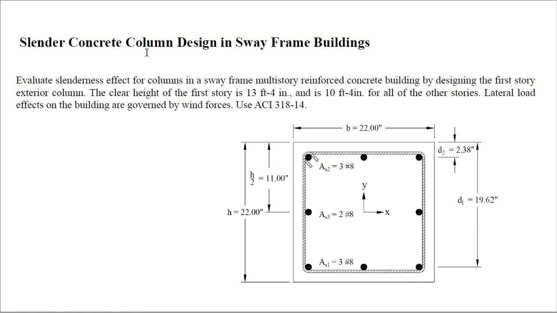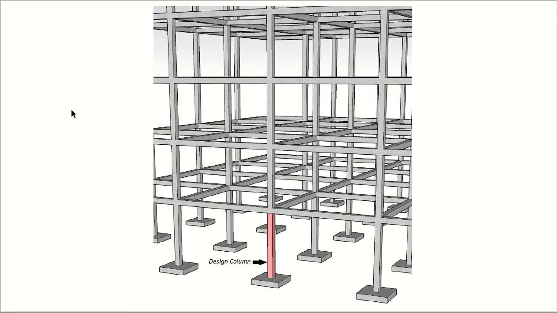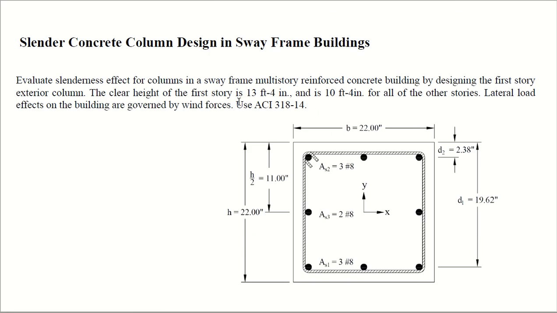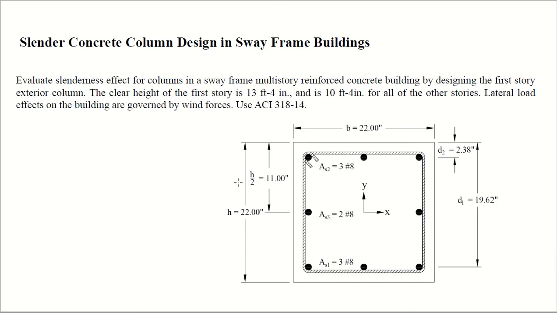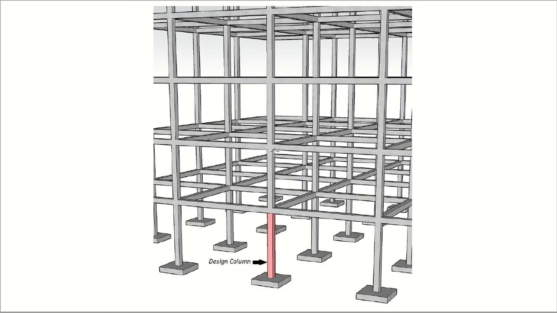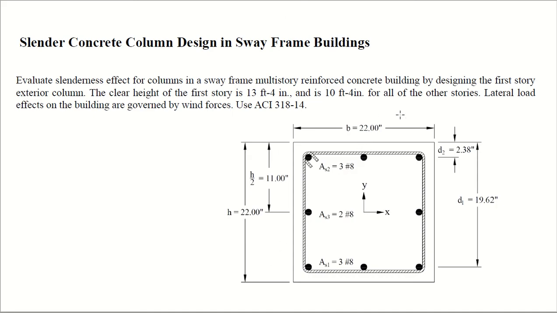Slender concrete column design in sway frame buildings. Evaluate slenderness effect for columns in a sway frame multi-story reinforced concrete building by designing the first story exterior column. So this is the first story and this is the exterior column. Okay, this one is interior, this is interior, and this is exterior. The clear height of the first story is 13 feet 4 inches. Now you know the clear height of this column, and it is 10 feet 4 inches for all other stories. Okay, so these columns are 10 feet 4 inches, and this column is 13 feet 4 inches.